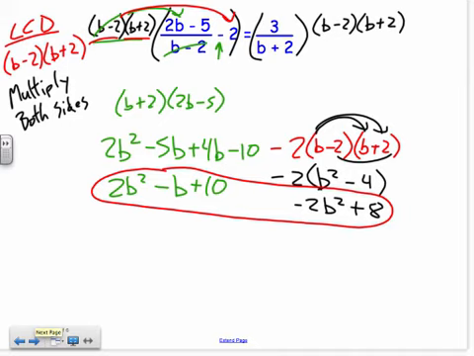So the 2b squared minus 2b squared is gone. I still have a negative b, plus 8 plus 10 gives me a plus 18. So that's my whole left side now. I just simplified that left side. Kind of confusing, isn't it?